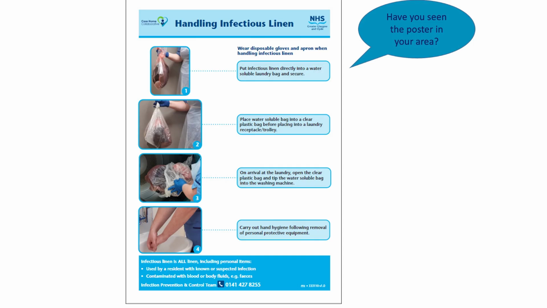We will now look at linen. All linen used by a resident with a suspected or known infection should be considered infectious. Prior to removing infectious linen from the isolation room, place the linen directly into a water-soluble laundry bag and secure by tying the top of the bag before putting into a clear plastic bag and placing in a laundry receptacle, trolley or buggy. An information poster is available to support staff involved in the handling of infectious linen. Have you seen the poster on display in your care home?